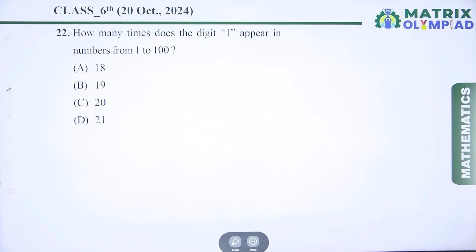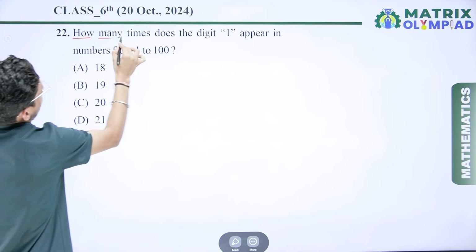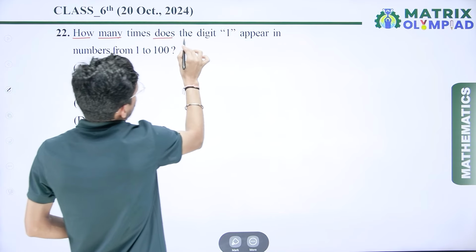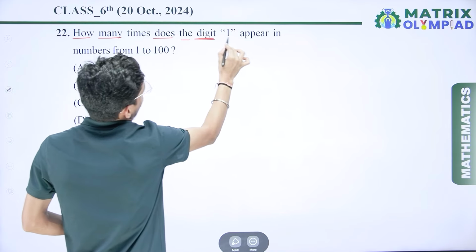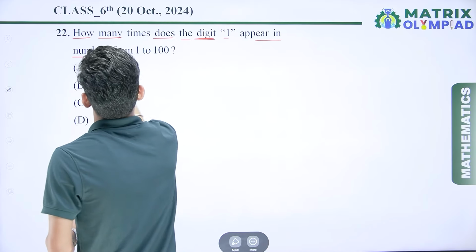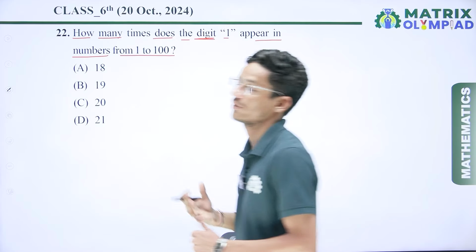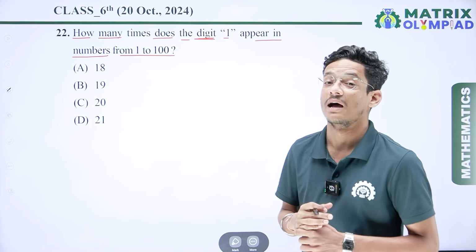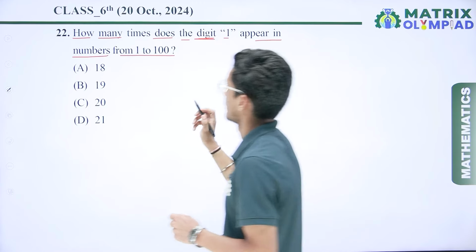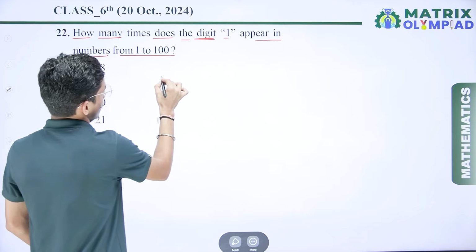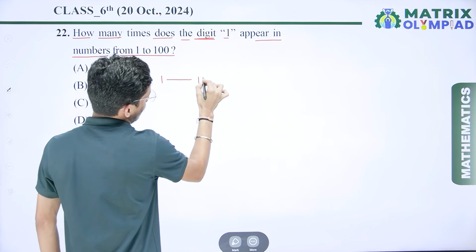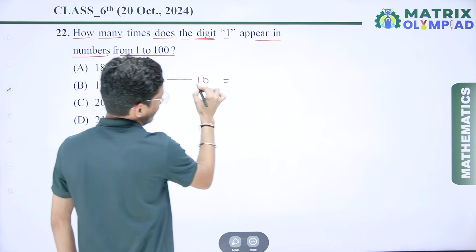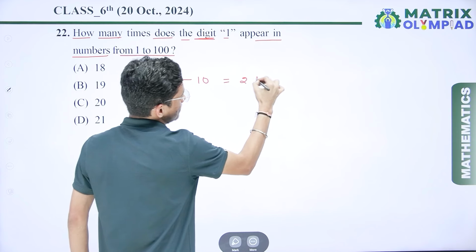Now if I talk about the next question, that is how many times does the digit 1 appear in numbers from 1 to 100. So here we have given the numbers 1 to 100 and we have to find out how many times 1 appears from 1 to 100. So first we count from number 1 to 10, where 1 appears 2 times.